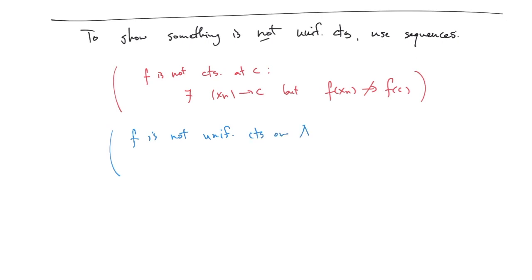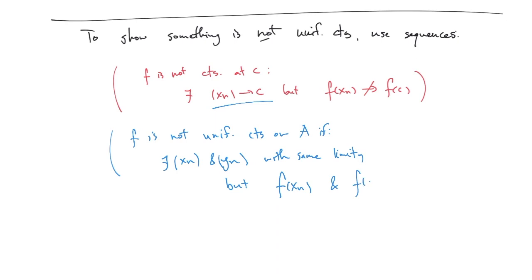on the set A if basically you have two sequences, xn and yn with the same limit. See, before we had xn approaching C, but I want to allow the C also to vary, but they still have to approach each other. So I'm going to say that xn and yn are two sequences with the same limit, but f of xn and f of yn do not have the same limit. All right. I said that in parentheses. This is the basic idea.